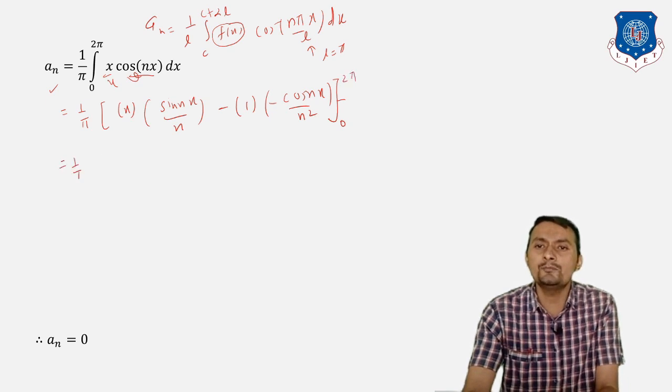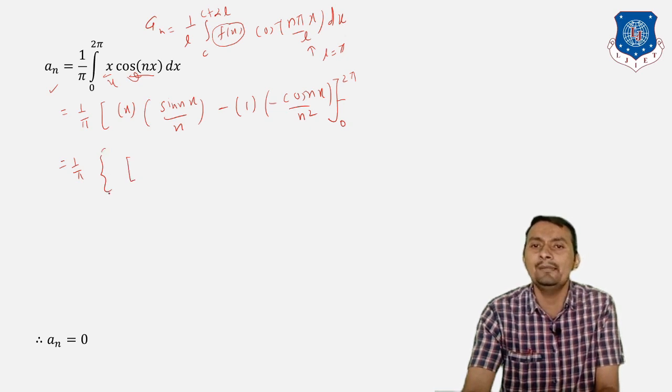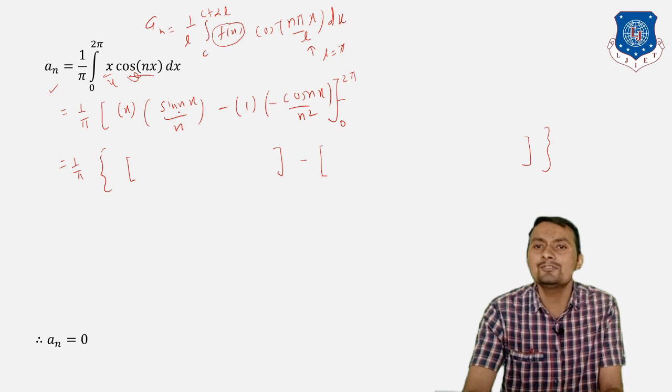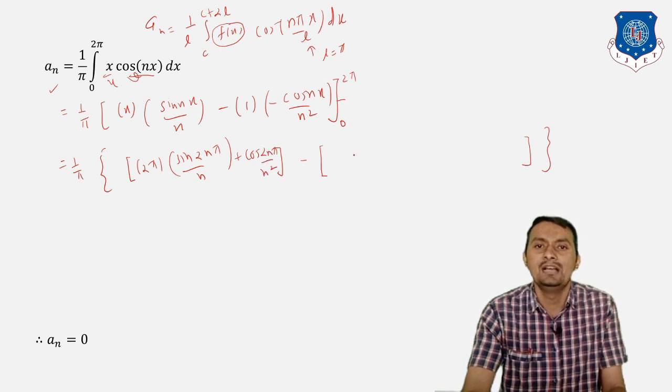Now I am going to put the limits. First I use a curly bracket, then a first bracket, minus, and again a square bracket. First, if I put x is equal to 2 pi, what am I going to get? 2 pi into sine 2n pi divided by n, and minus minus plus cos 2n pi divided by n square.